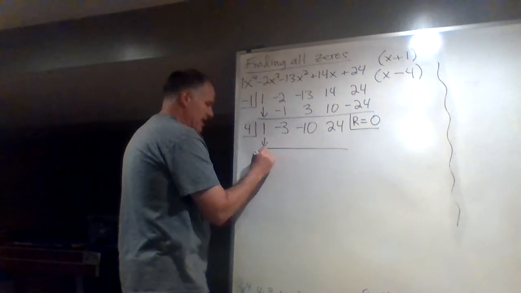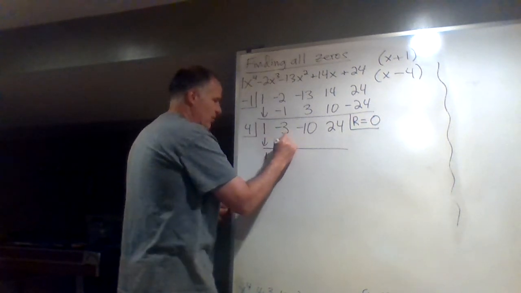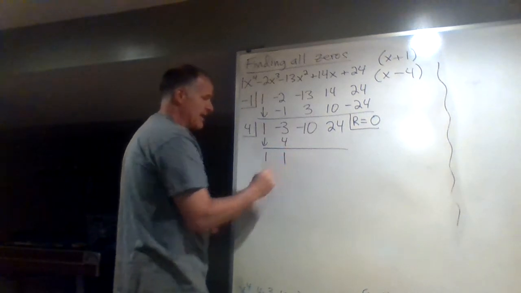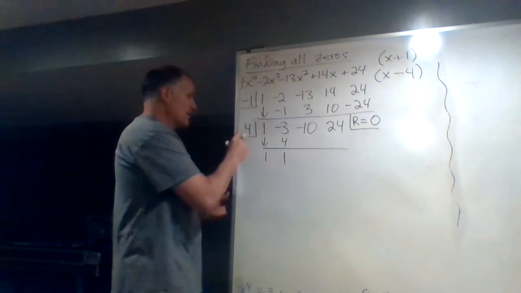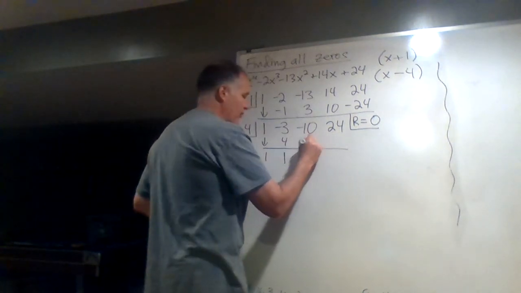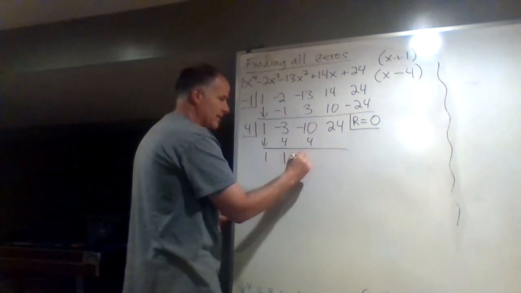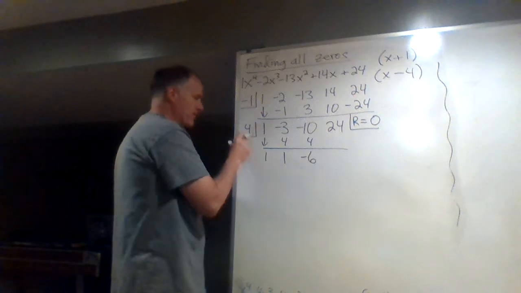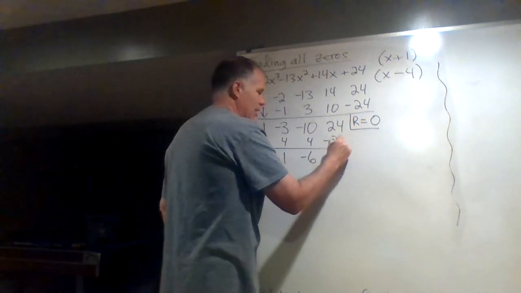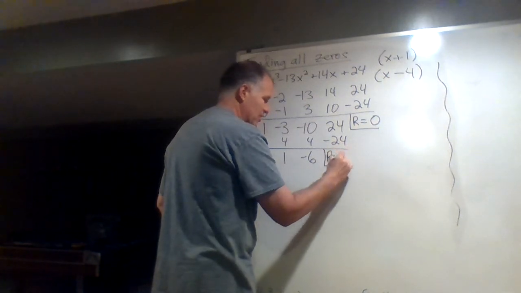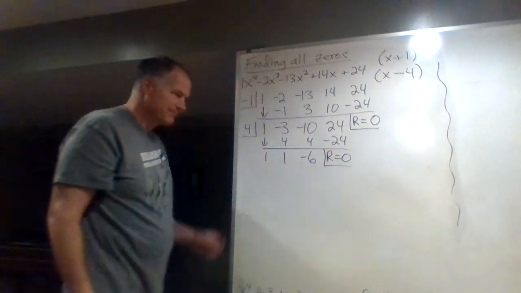Okay, the 1 comes down, right? 4 times 1 is 4. Negative 3 and 4 is positive 1. 4 times 1 is 4. Negative 10 and 4, negative 6. 4 times negative 6, boom. We got our 0 again.